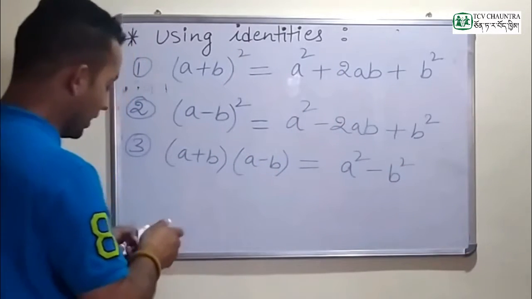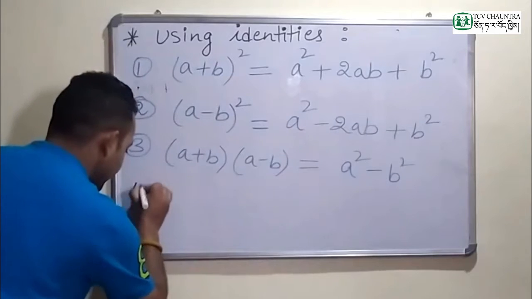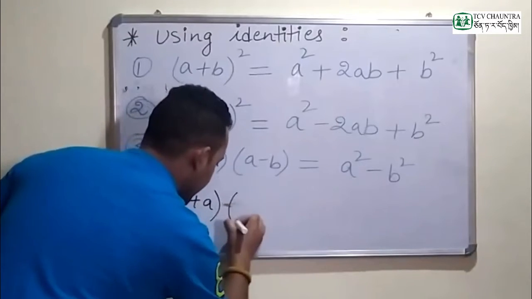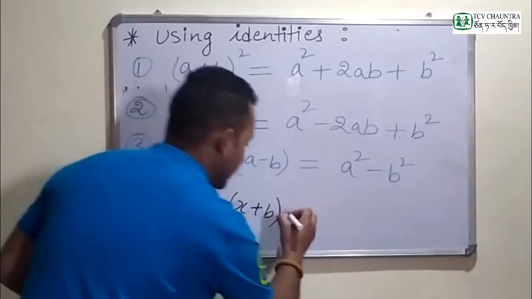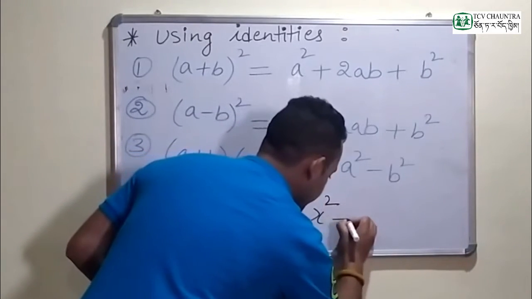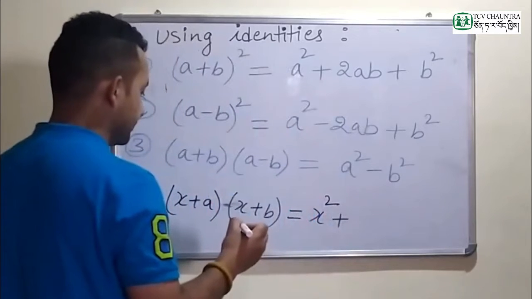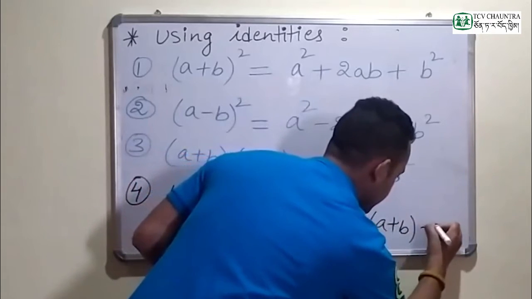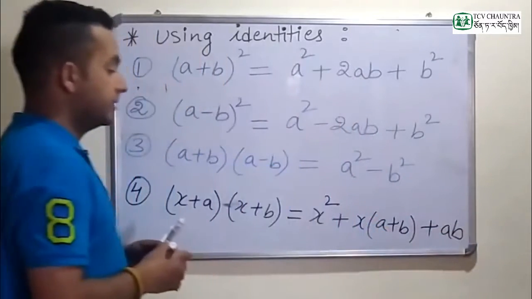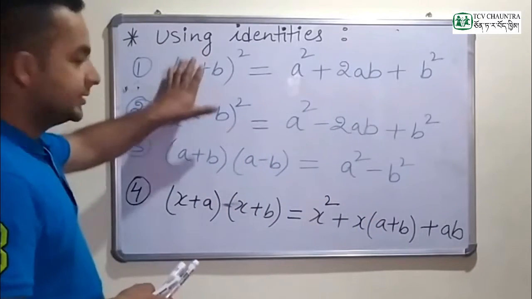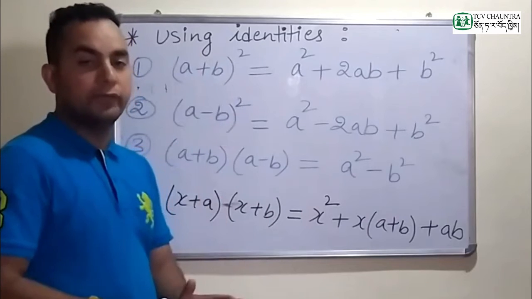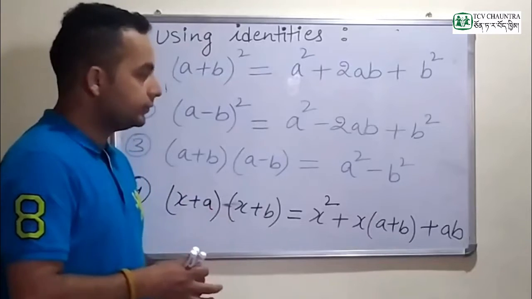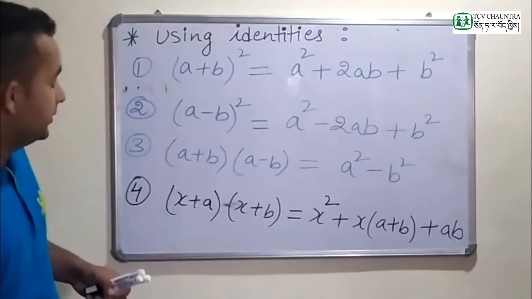Okay, class, and the last one, you have the fourth formula: (x plus a) times (x plus b) is equal to x square plus x(a plus b) plus ab. Okay, class, these are your four identities formulas, and on the basis of these formulas you're going to factorize the expression. So one by one we will discuss it.